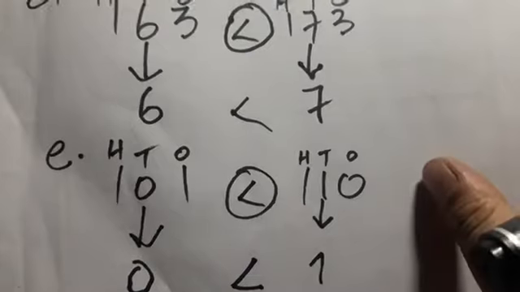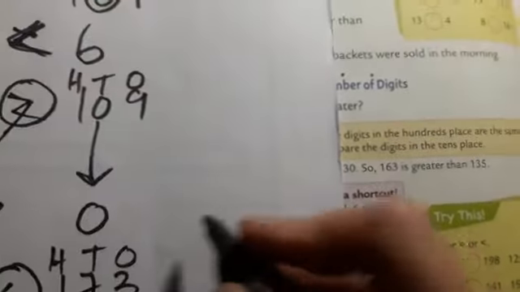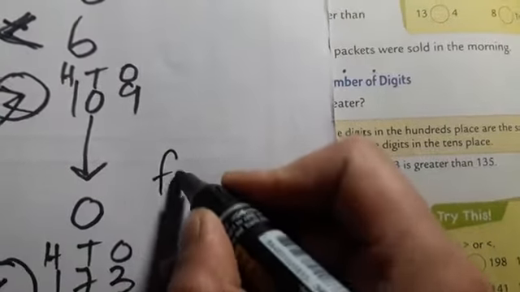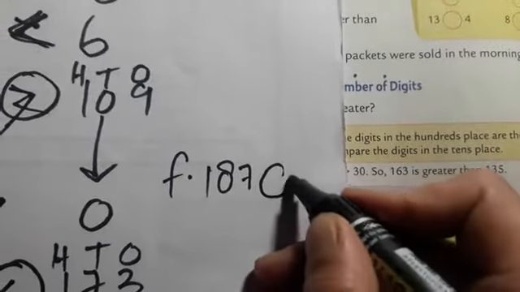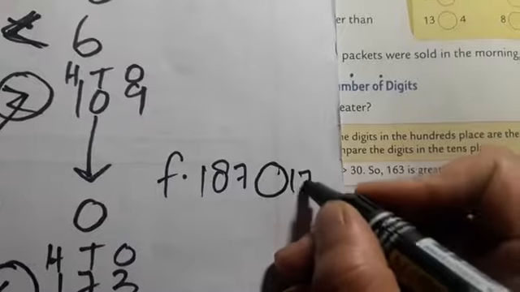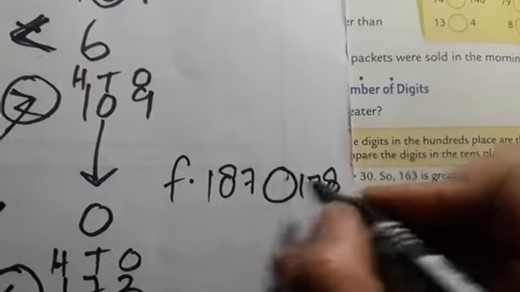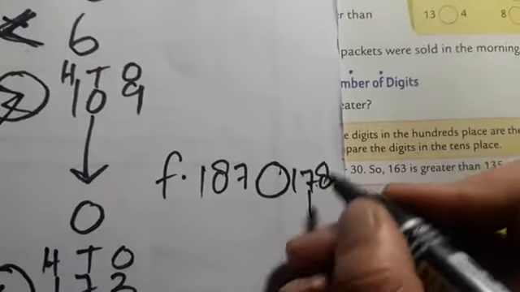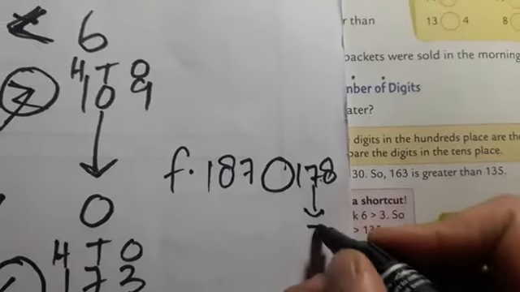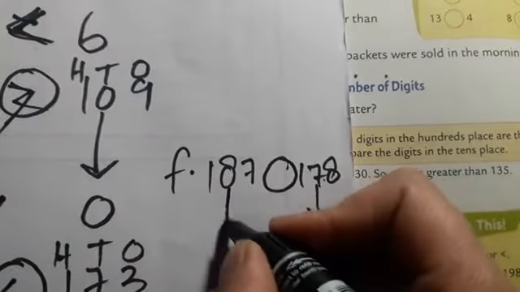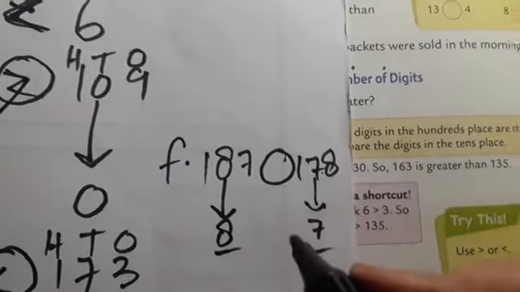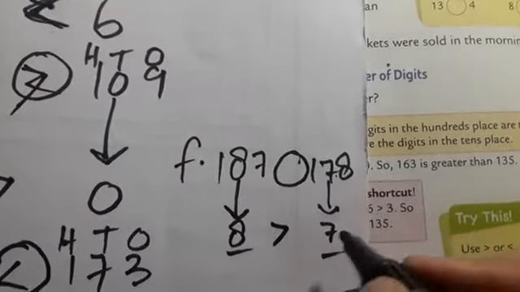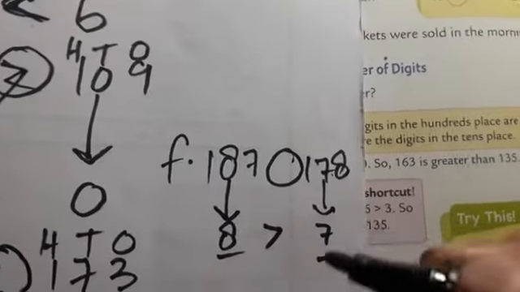Okay, now is part F. Part F is 187 and 178. In its tens place, here is 8 and here is 7. We have to compare these two numbers. Simply 8 is greater than 7. This is easy for you also.